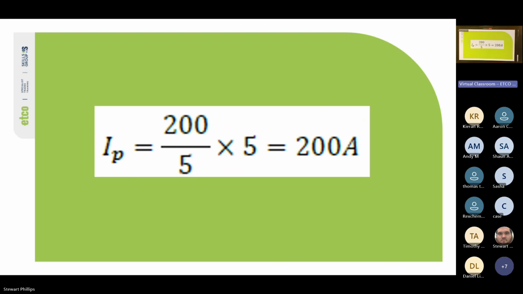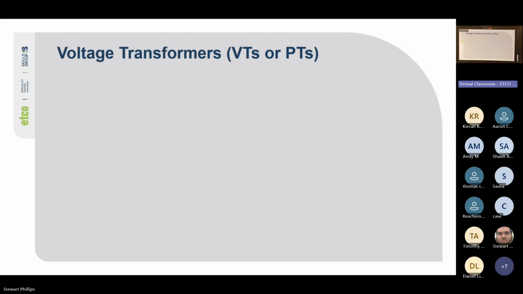Now we'll move on to voltage transformers. They're known as VTs or PTs. They can be called voltage transformers or potential transformers. And remember, when we're talking about voltage, we're just talking about potential difference, which is why we have potential transformers. So the purpose and principle.